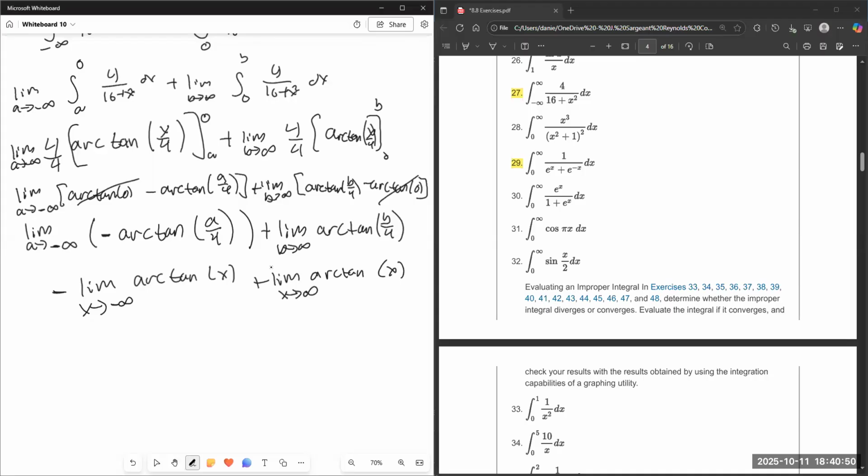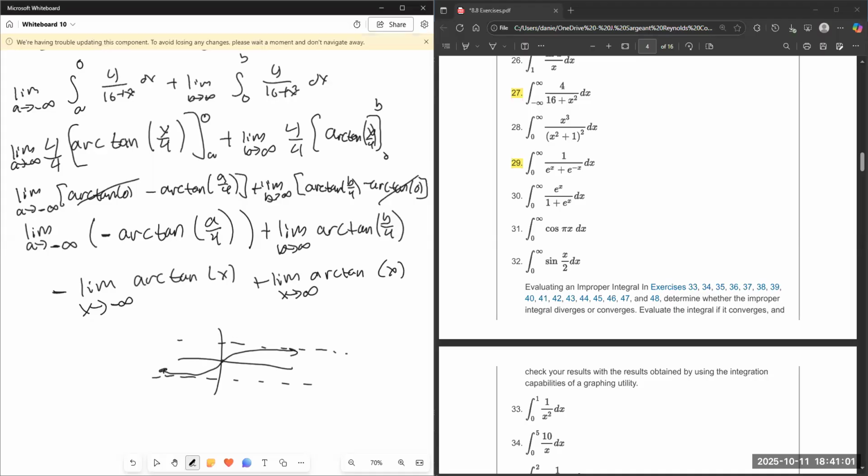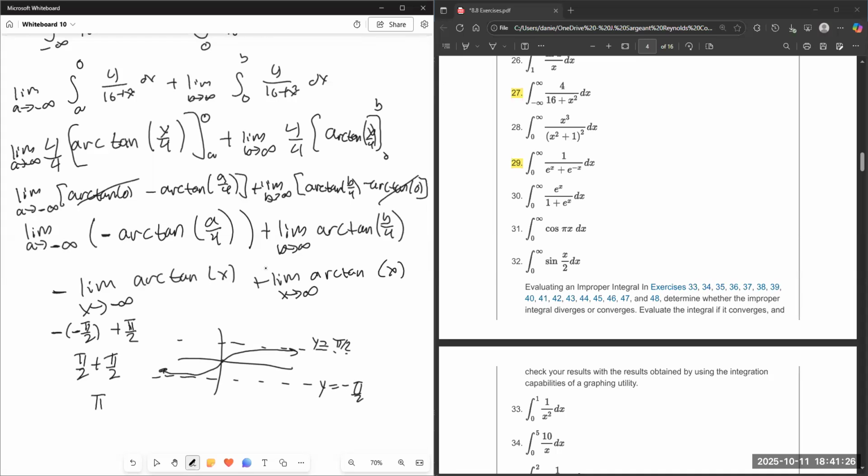So arctangent, if you don't remember what it looks like, has horizontal asymptotes at pi over 2 and negative pi over 2. Horizontal asymptote to the left here is a negative pi over 2, so this is negative pi over 2 plus pi over 2 is pi over 2 plus pi over 2 is pi.